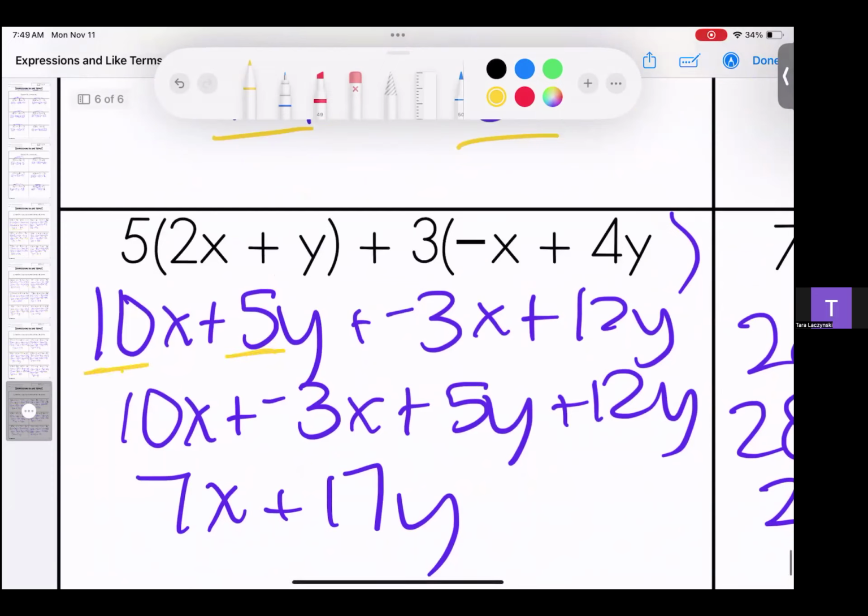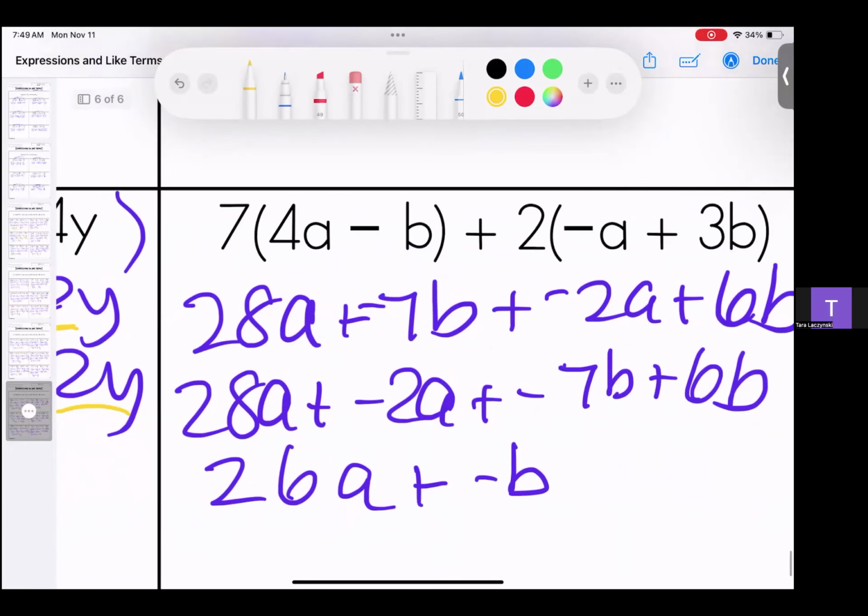5 times 2 is 10, 5 times 1 is 5. 3 times 1 is 3, 3 times 4 is 12, 1 negative. 10 minus 3 is 7. Keep it positive. 5 plus 12 is 17.